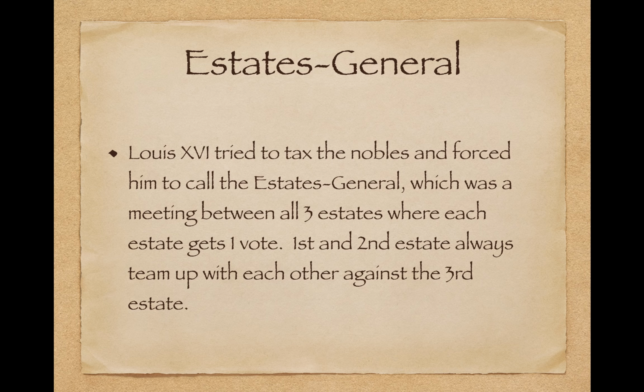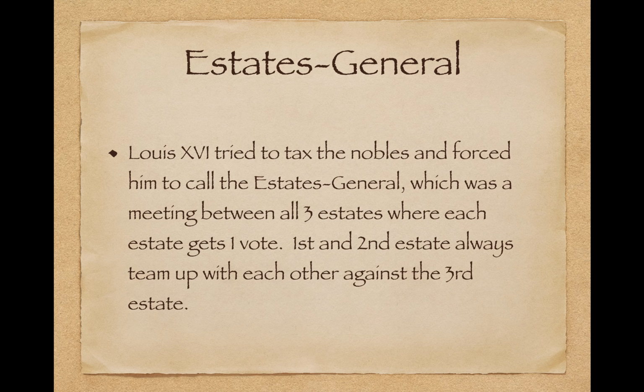But the way they vote is very, very unfair. They don't vote based off of population. They vote off of a single vote. Each estate gets one vote and one vote only, regardless of how many people belong to that estate. And of course, the first estate and the second estate will always team up with each other, and their vote will always go against the third estate, which means the third estate once again suffers.